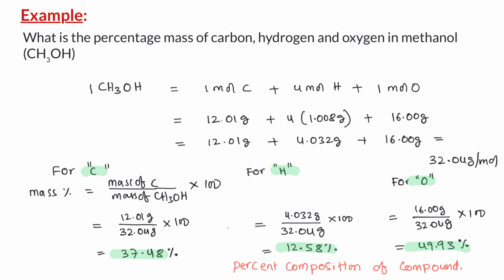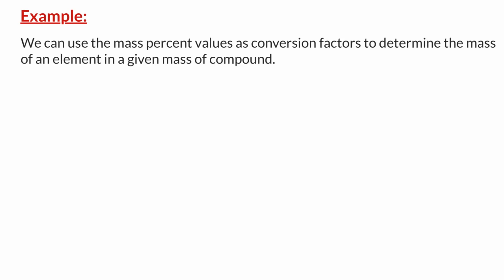If we write down all the types of elements present in a compound along with their mass percentages, we call this the percentage composition of the compound. One of the advantages of mass percentage values is that we can use them as conversion factors to determine the mass of an element in a given mass of a compound.